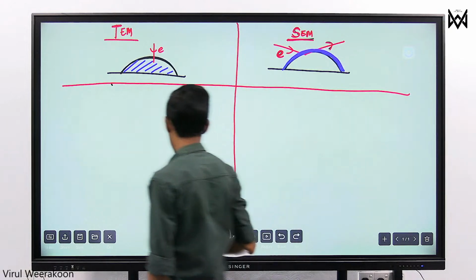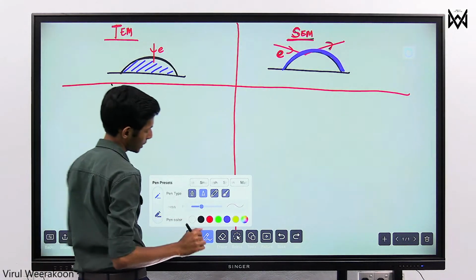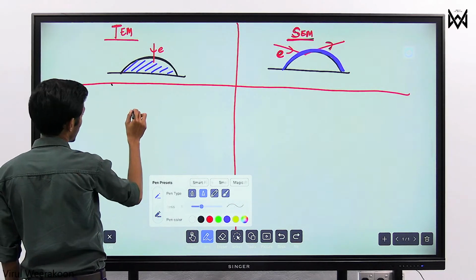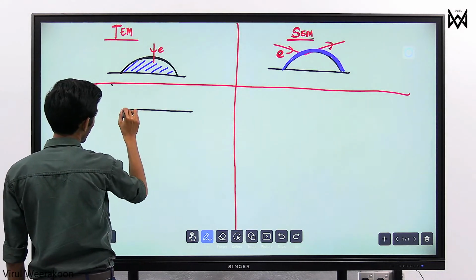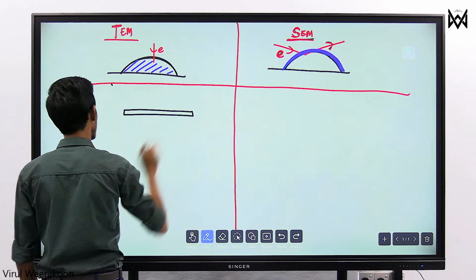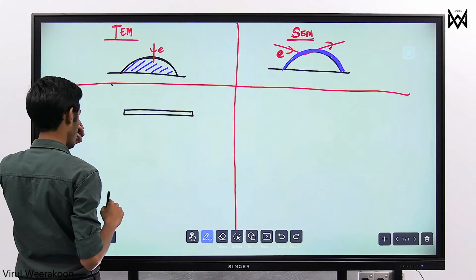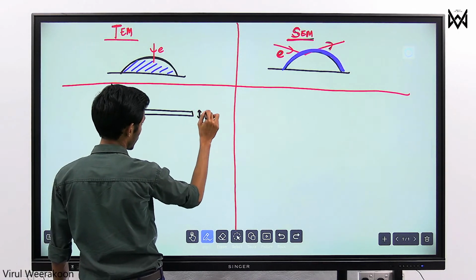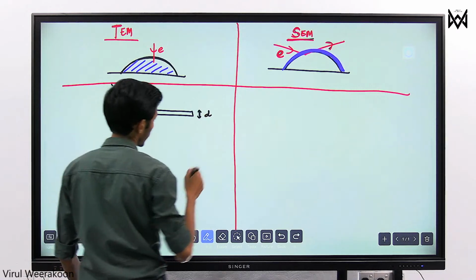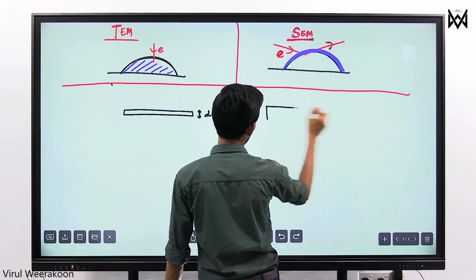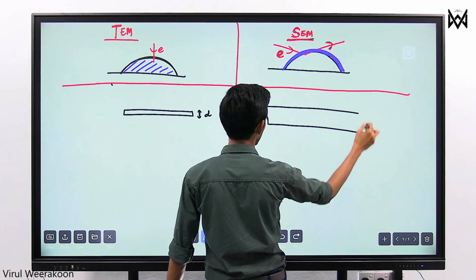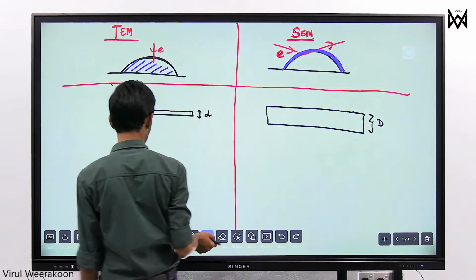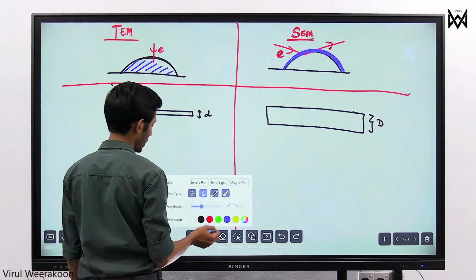Then the next one. In the transmission electron microscope, electrons are moving through the specimen. Therefore, we need to use what kind of specimen? A very thin one. We'll take simple d as the thickness. But for scanning electron microscope, there is no need for a particular thin specimen. We can use a thick specimen even, or a thin specimen if you wish, but the thickness doesn't matter.